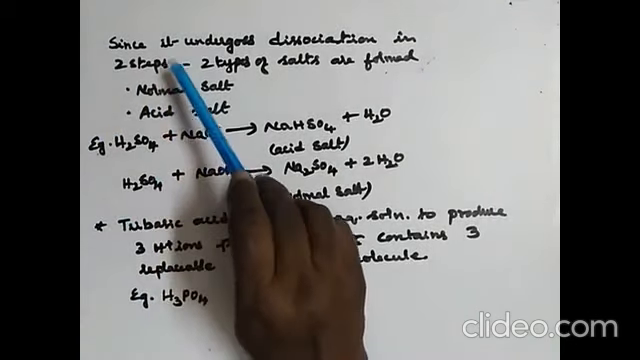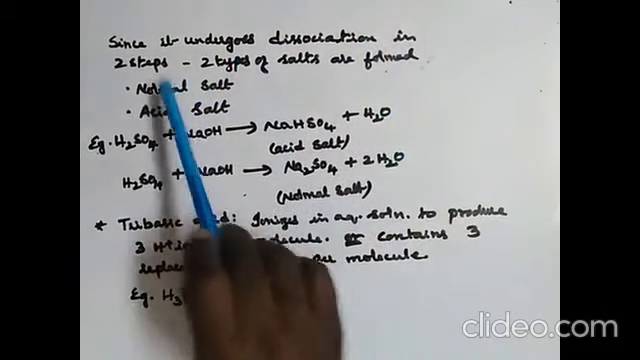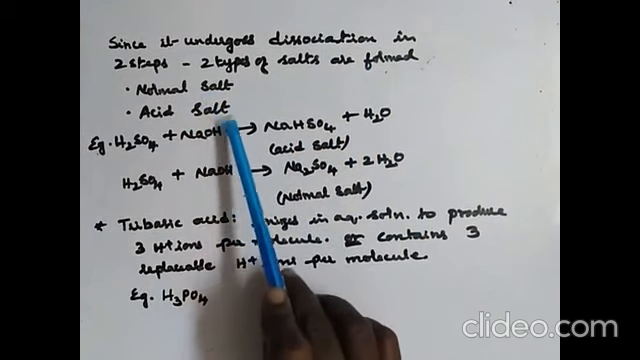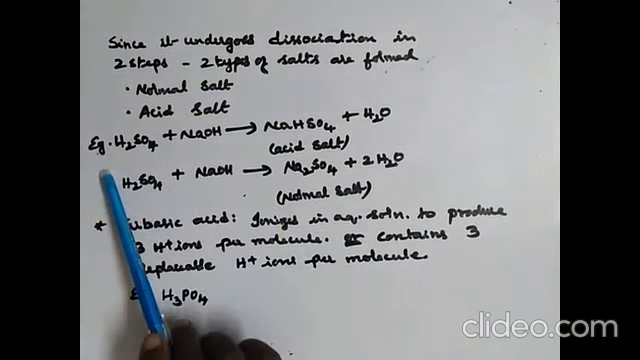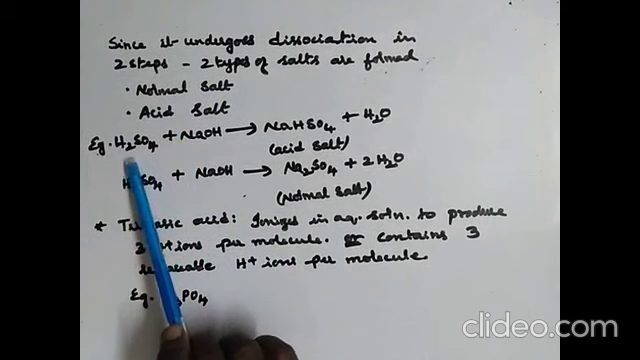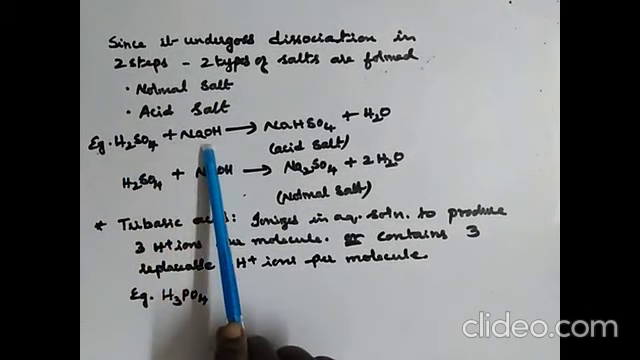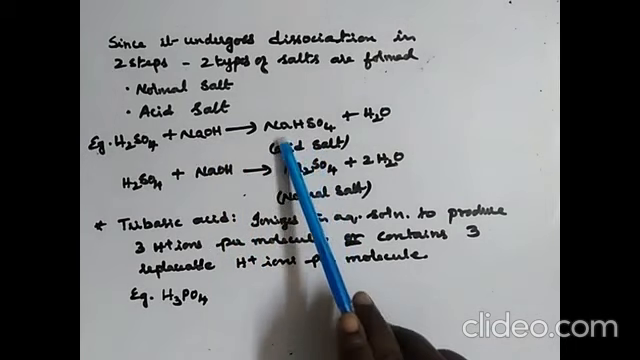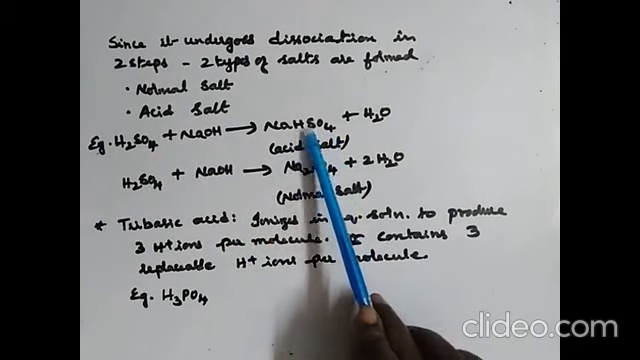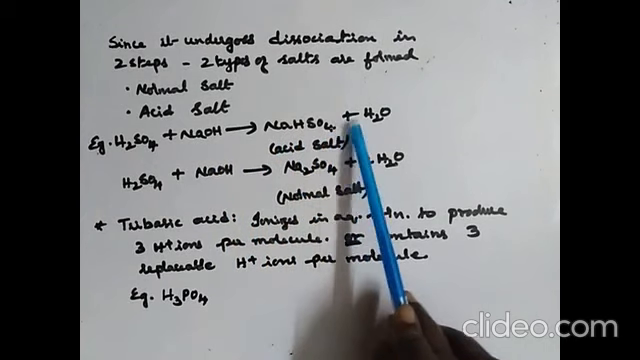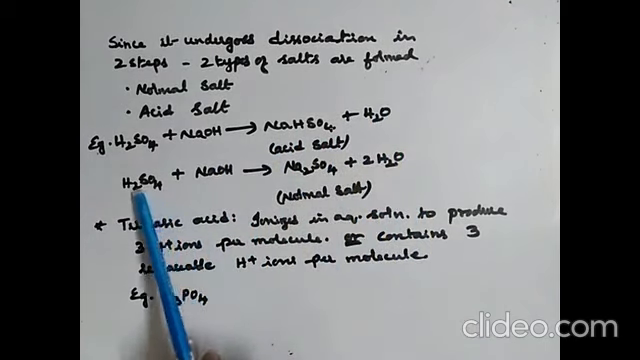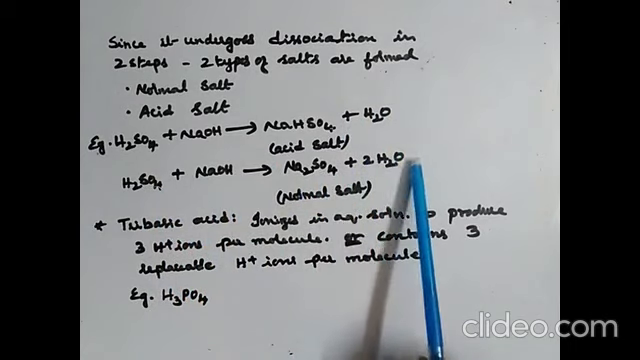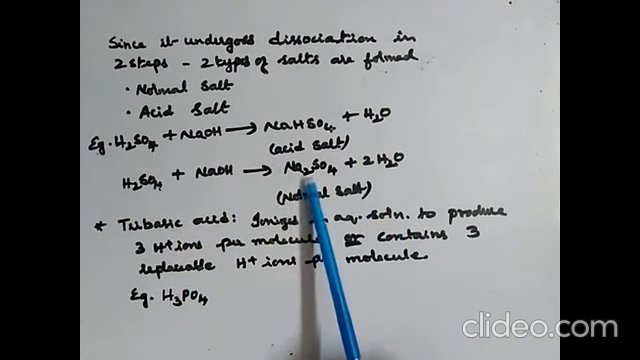Since dibasic acids undergo reaction in 2 steps, 2 types of salts are formed. One is normal salt and the other is acid salt. Example of a dibasic acid is sulfuric acid. When it combines with the base sodium hydroxide, it forms an acid salt, that is NaHSO4, sodium bisulfate or sodium hydrogen sulfate, and water. Again, sulfuric acid combines with sodium hydroxide to form sodium sulfate and water. This is a normal salt, that is sodium sulfate.